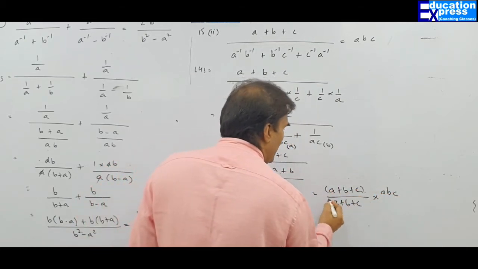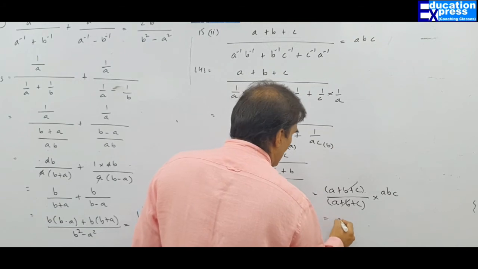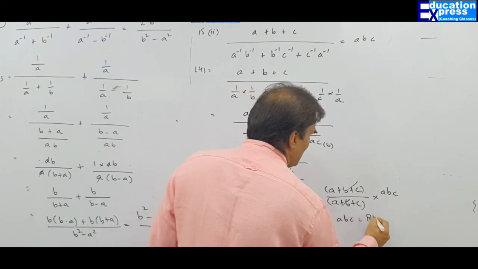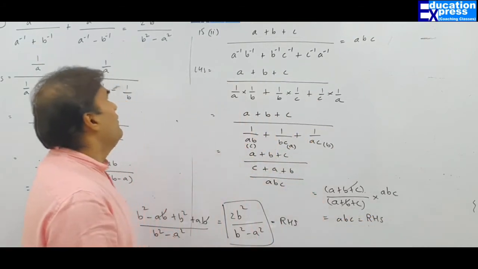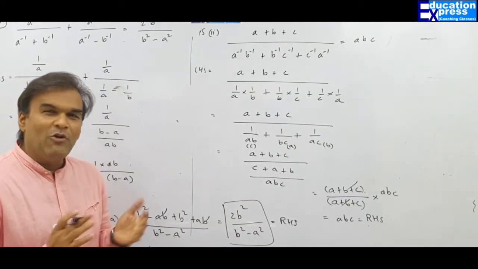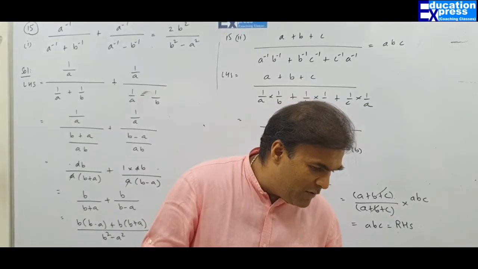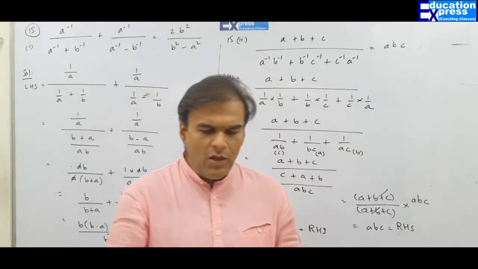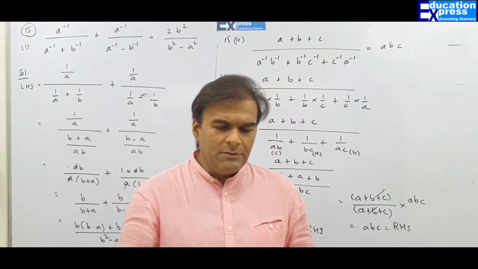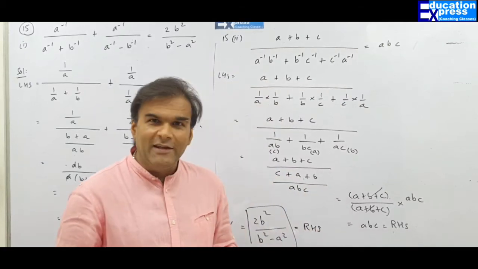Truly perfect. This gets cancelled. You are left with ABC, which is nothing but RHS. With this, my dear friends, your question gets solved. One more question is left. That is, I guess, question number 10 and 11. Let me do 10 and 11 for you.